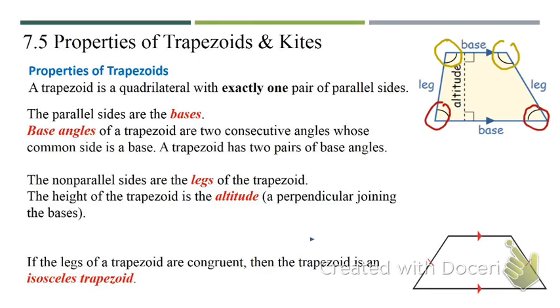The non-parallel sides are the legs of the trapezoid. The height of the trapezoid is the altitude, as you see labeled, a perpendicular joining the bases. If the legs of a trapezoid are congruent, then the trapezoid is a parallelogram, as you see in the figure to the right.